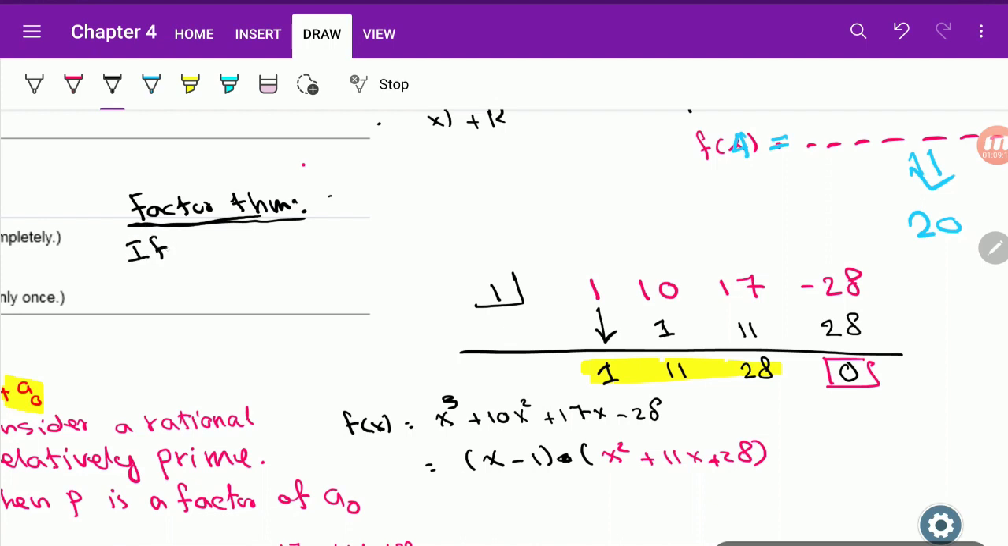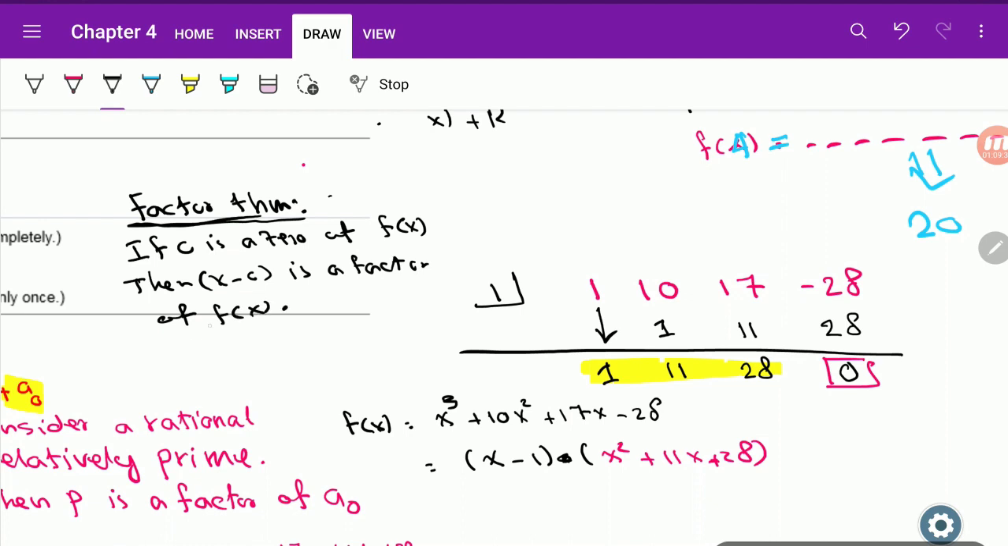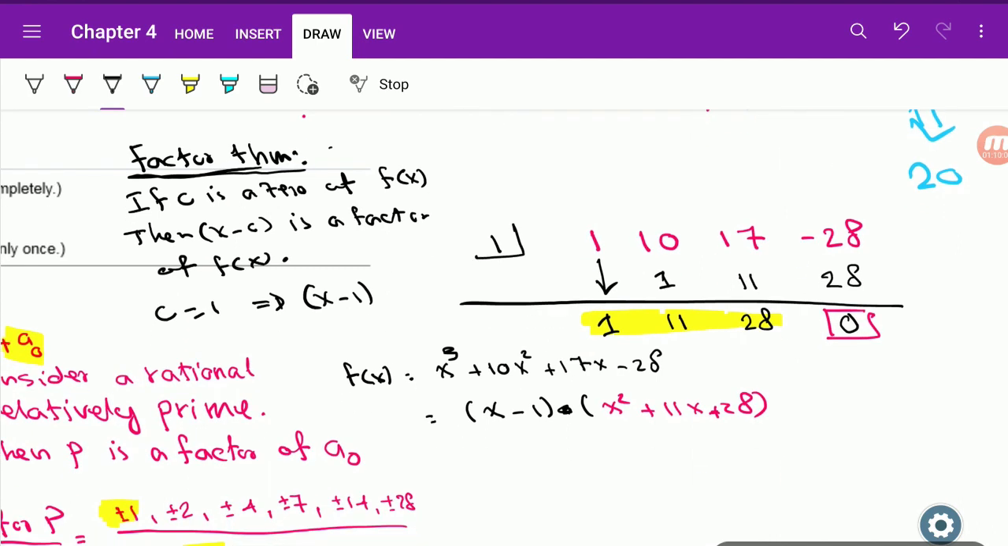So if c is a 0 of f of x, of any function, then x minus c is a factor of f of x. So in this case, because 1 is our c, and it is a 0, then x minus 1 is a factor, and this is the divisor. Factor means divisor, because the dividend is divisible by this divisor, okay? So we got x minus 1 times x squared plus 11x plus 28.